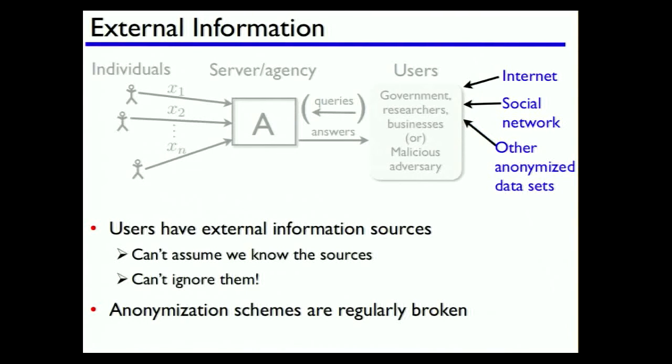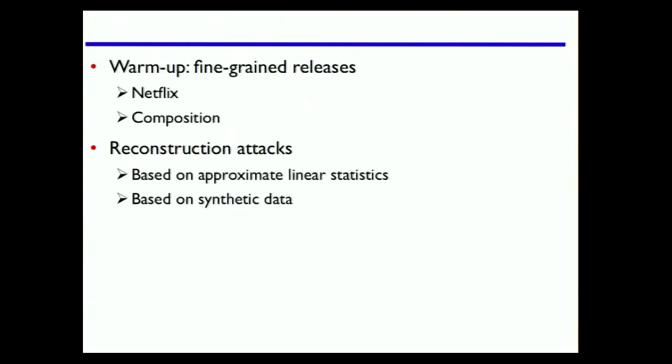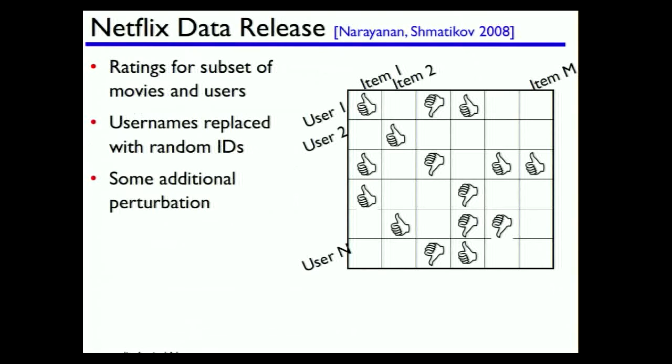As a result of these complications, anonymization schemes are regularly broken, or things that people thought were anonymous are regularly broken. So I'll start with a warm-up, some examples of problems that have gone on with anonymization systems, and then I'll talk in a bit more detail about reconstruction attacks.